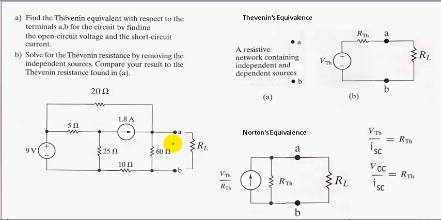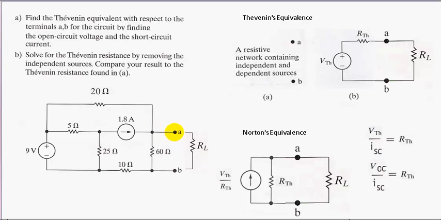And usually how we do that is you think about an infinitely high resistance here, which would open this circuit, and you want to find that voltage, which would be your V Thevenin, your V open circuit.